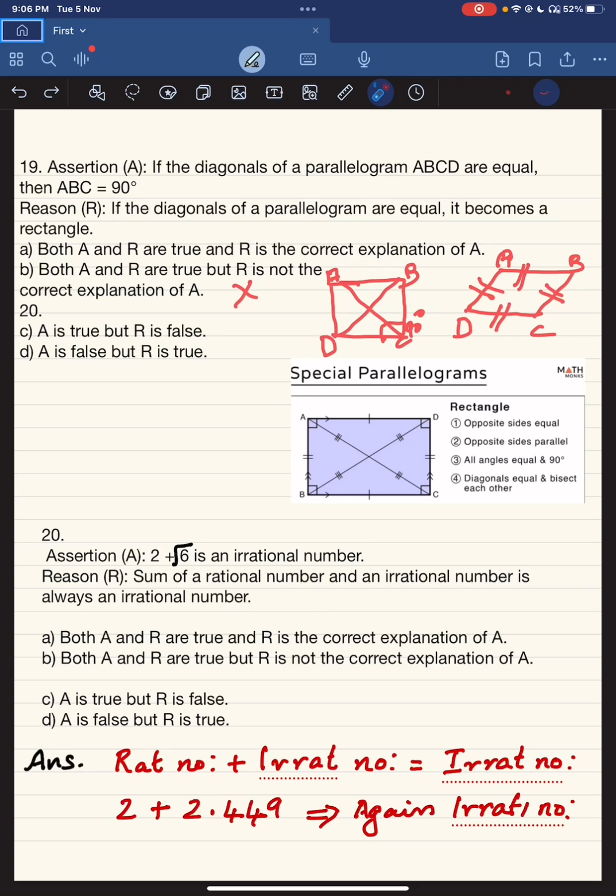So what we will get? Both A and R are true and R is the correct explanation of A. All others are false, right? So this is the correct answer.